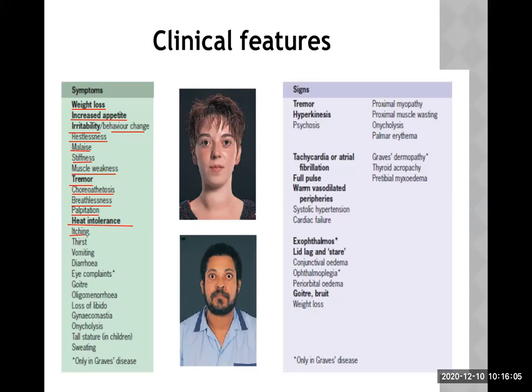Itching, thirst, vomiting. These are non-specific features, but diarrhea, because of hyperperistaltic movement, can be utilized as an important symptom in the diagnosis. There are certain eye complaints. We'll mainly talk about these eye complaints in the signs. There is goiter, meaning swelling of the thyroid gland.